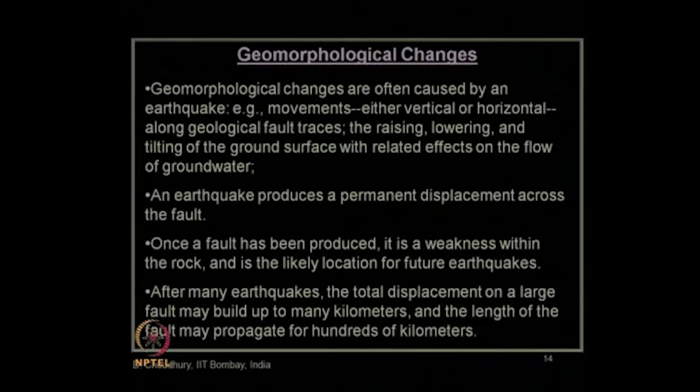Due to earthquakes, we have also seen that various geomorphological changes occur. We discussed in our previous lecture that the ground surface can move vertically up or down, and also horizontally, geological fault traces can form, and raising, lowering and tilting of the ground surface can happen after an earthquake. It also affects the flow of groundwater, that is, in which direction it will flow. Suppose a region was at a higher gradient relative to a lower gradient; after the earthquake the reverse can occur, that is, the higher gradient settled so much that it became a lower gradient.